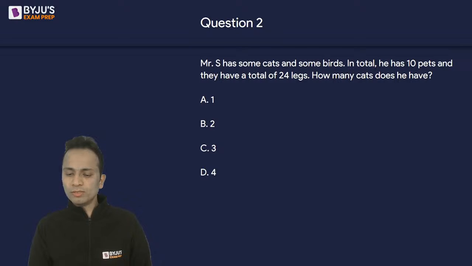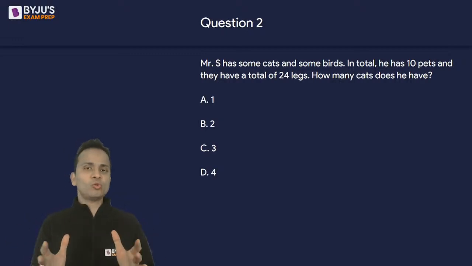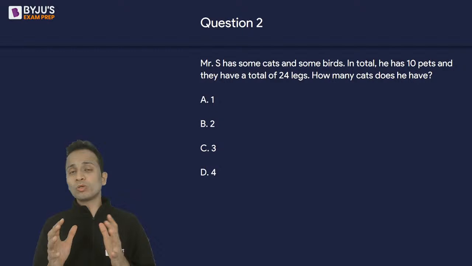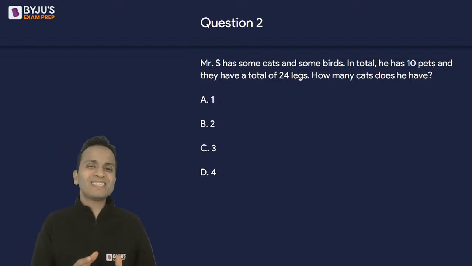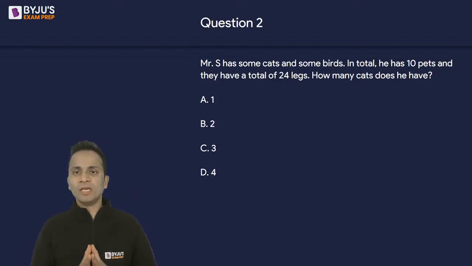Now, question number 2. It says, Mr. S has some cats and some birds. In total, he has 10 pets and they have a total of 24 legs. So the number of pets in total is 10 and the total number of legs is 24. The question is, how many cats does he have?